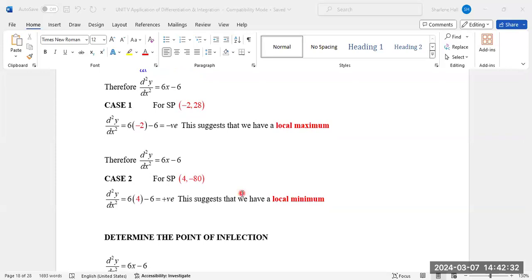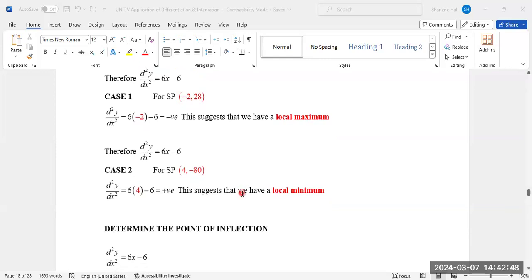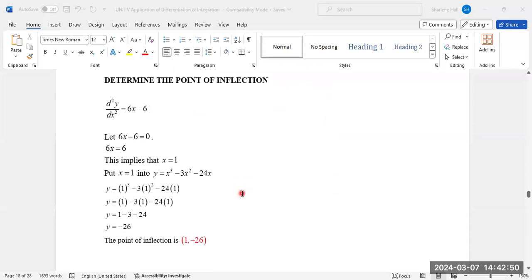Negative 26. 1 and negative 26. Right. A point has an x value and a y value. What's the point of inflection? So 1 and negative 26. Thank you. So you can't just give me negative 26. That is not going to be right.